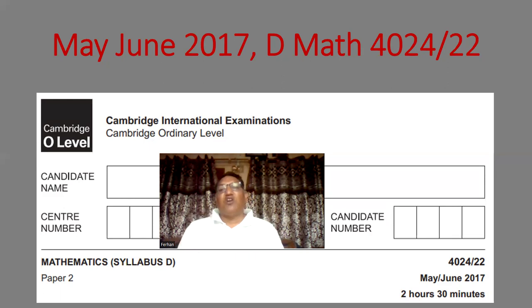This paper 2 belongs to Zone 2. The time allowed for this paper is 2 hours and 30 minutes. In this paper, you can use a calculator. In this video, I'm going to present the solution of this paper to the best of my abilities, knowledge, and skills. It is possible that I might make some errors, but to err is human. So let's start, and here we go.